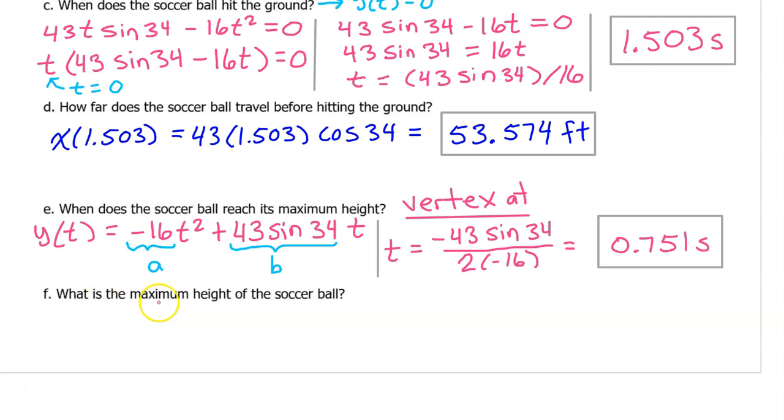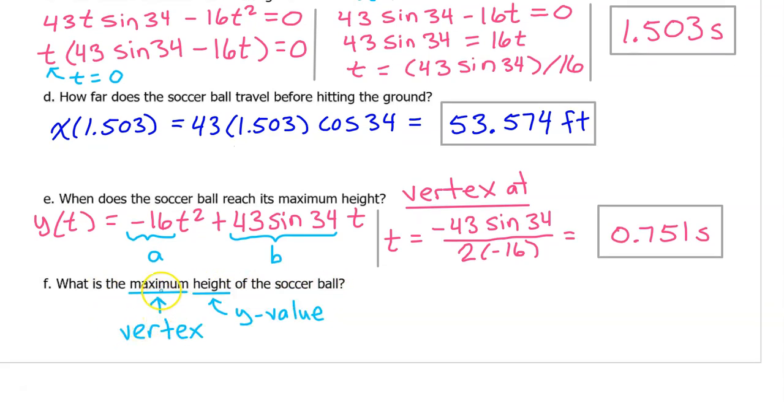Part F. What is the maximum height of the soccer ball? Because we want the maximum, we are again talking about the vertex of the height parabola. But because we want the actual height and not the time, we want the y value. We already found the x-coordinate of the vertex, or I should say the t-coordinate of the vertex. We just need to plug this back in to the height formula to find the height at that time.